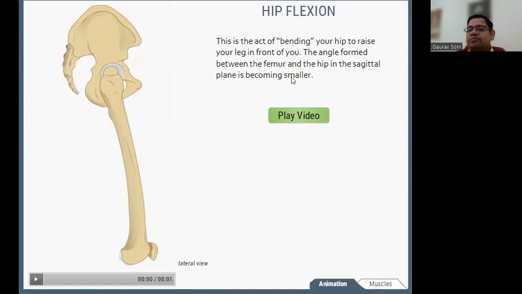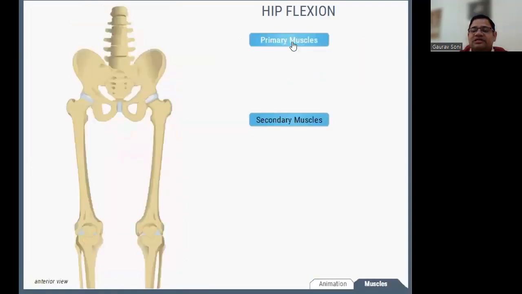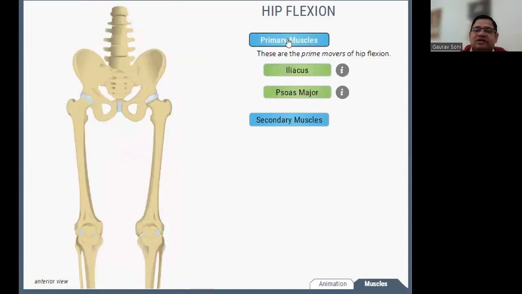So this is the act of bending your hip to raise your leg in front of you. Just see the video. Like this again. So when you raise your leg like this, it means you're doing the flexion of the hip. And the muscles involved here will be in two compartments, primary muscles and secondary muscles. The primary muscle is iliacus, and the second primary is psoas major.